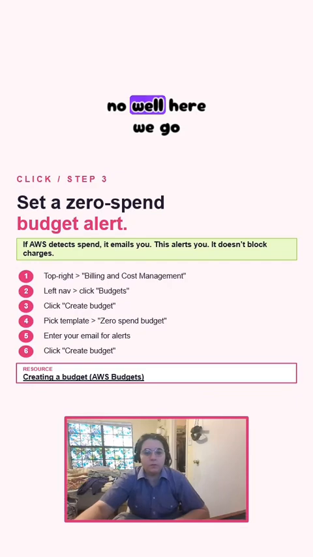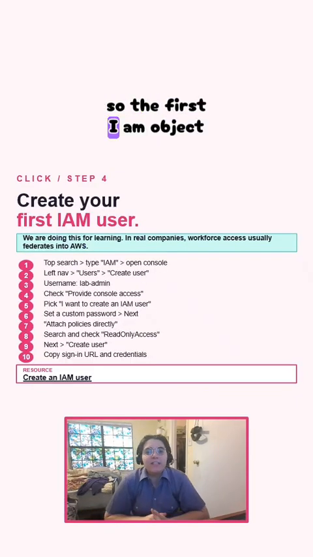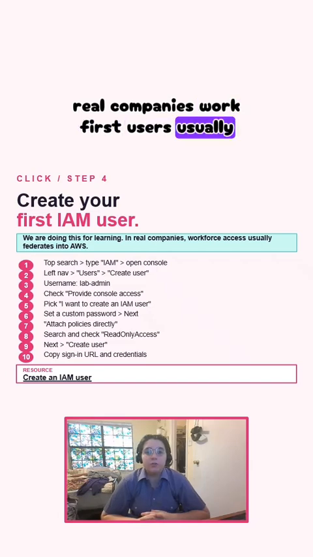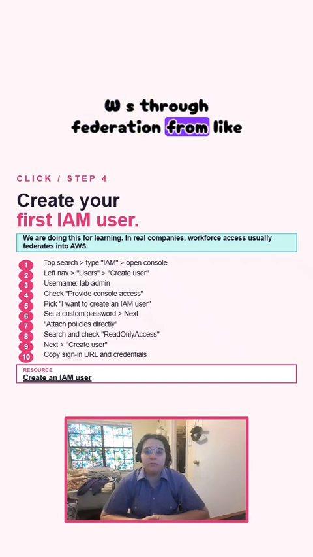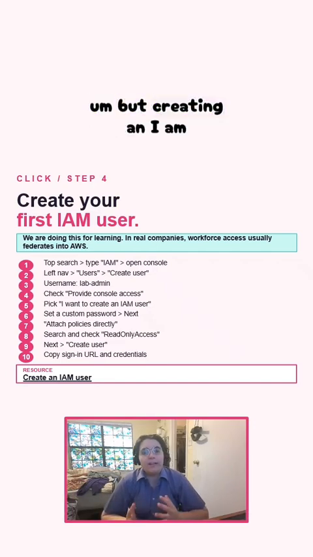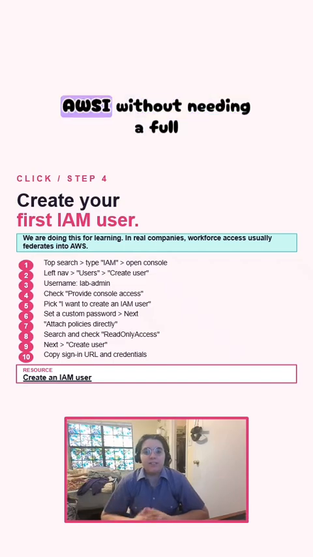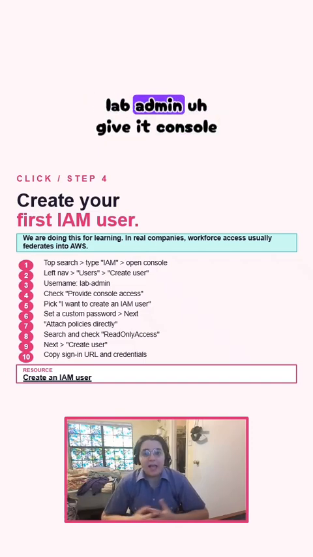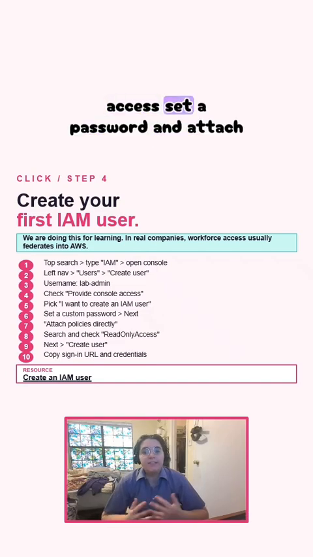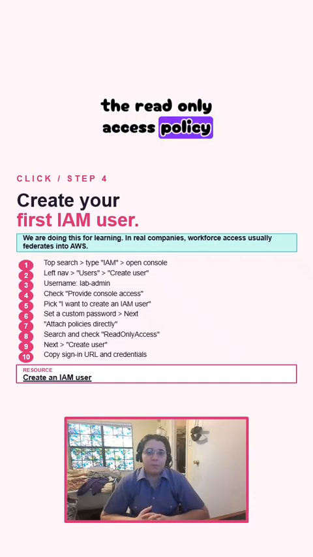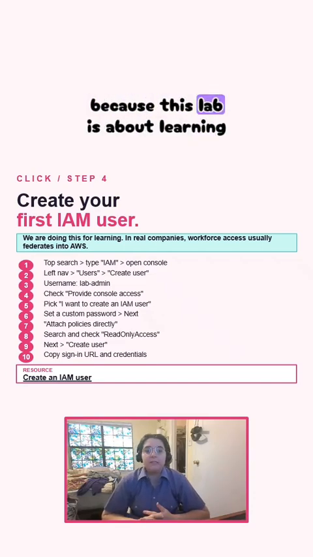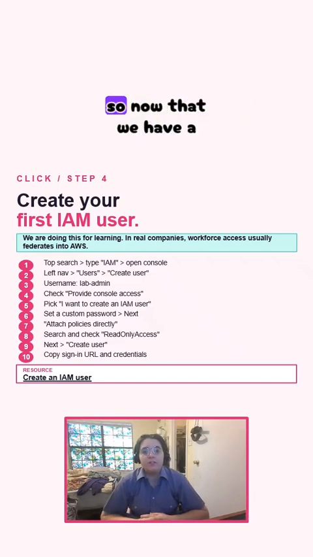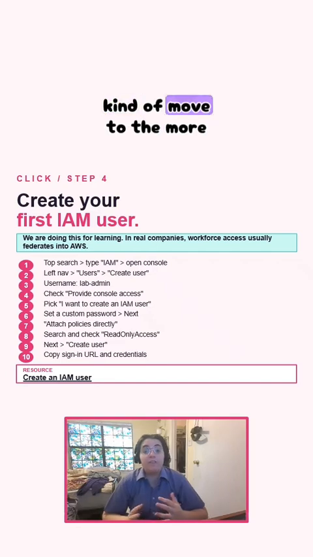Now, here we go. So the first IAM object that we're creating is a user, okay? This is for learning. In real companies, workforce users usually come into AWS through federation from a tool like Entra or Okta. But creating an IAM user helps you understand the AWS side without needing a full enterprise setup. So what we're going to do is create a user named lab admin, give it console access, set a password, and attach the read-only access policy. We are using read only because this lab is about learning the permission model, not giving ourselves power to change everything.